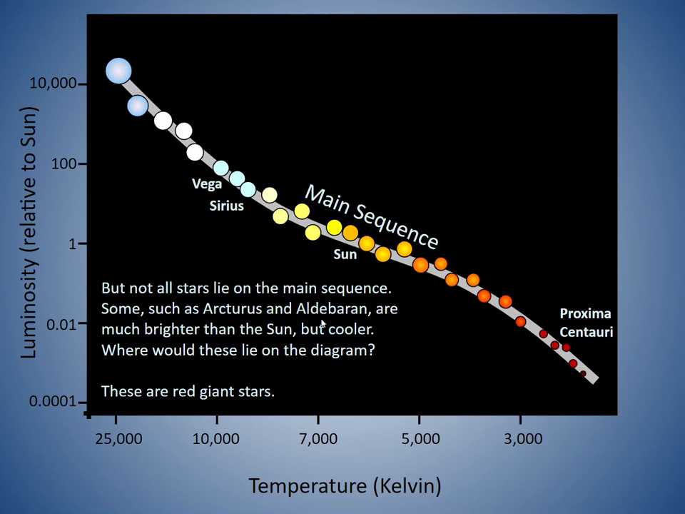Okay? Two stars, Arcturus and Aldebaran, are brighter than the sun, but cooler. So if they're brighter than the sun, do I go up or down? Up. And if they're cooler, I go to the right. So they'll actually be in this area over here. They're called red giants. So there's something different about these stars, right? Because they're not in this main sequence, that makes them different.